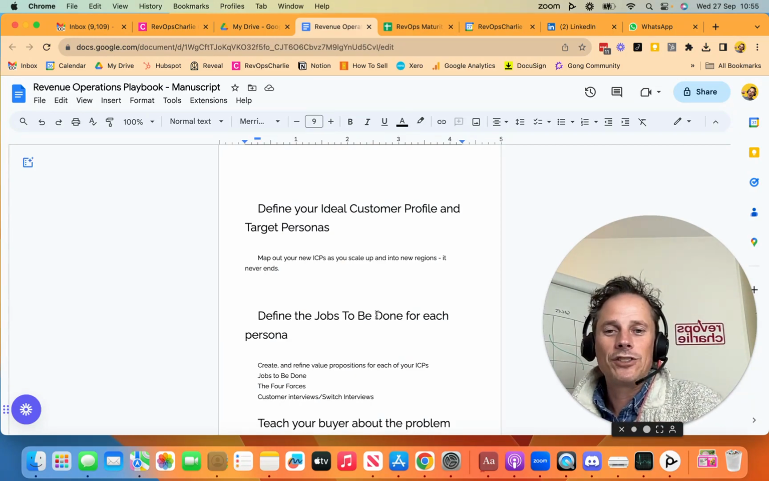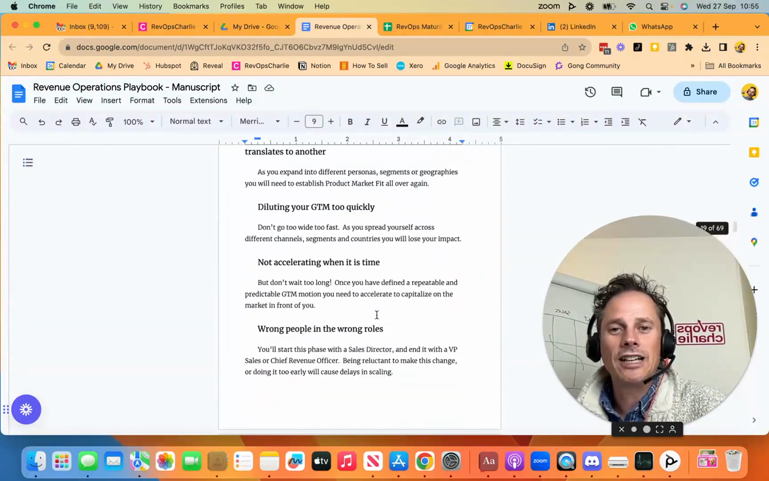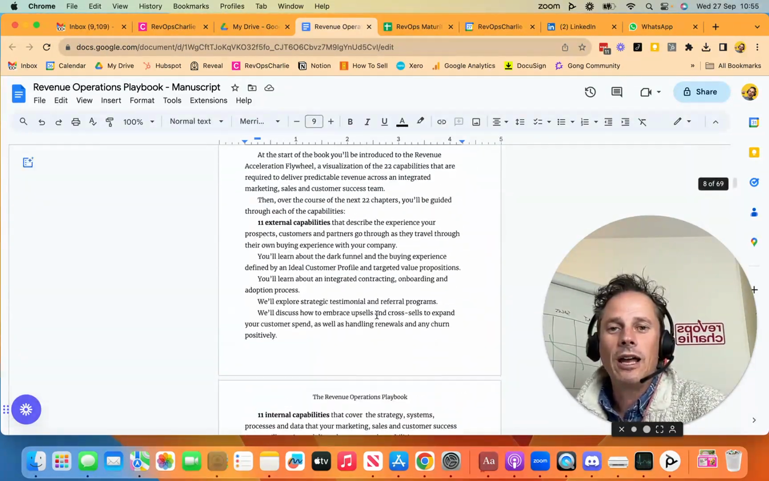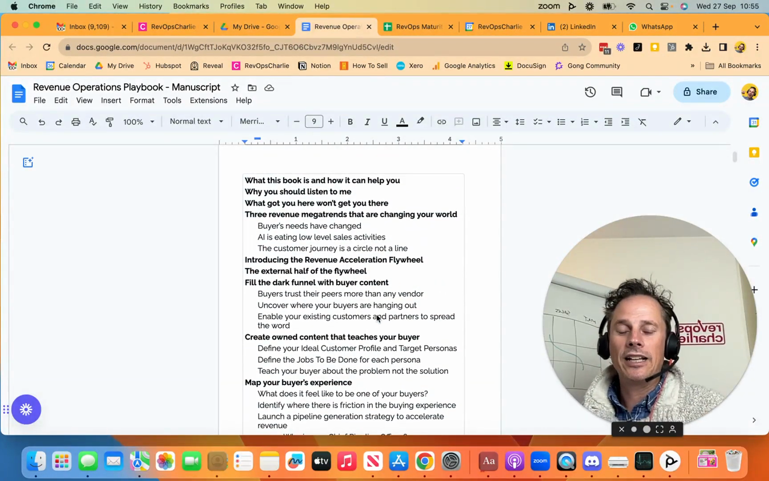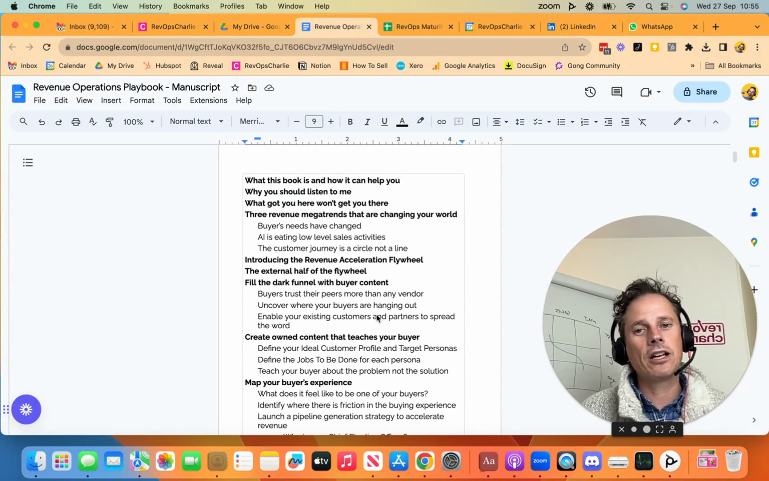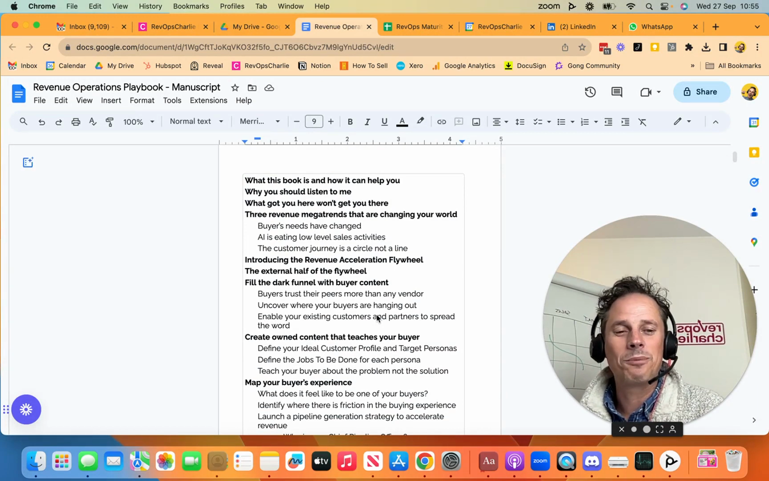So hopefully that gives you a little bit of insight into my writing process and the progress so far. And because I've laid out this structure of the table of contents, it's going to be a fairly rapid process as I fill in the blanks over the course of the next 3 or 4 weeks. I will update you with progress as I get through to the end of the external half of the flywheel and I begin the internal one.